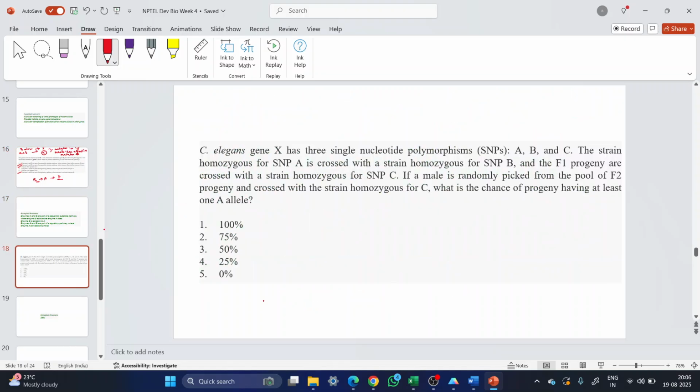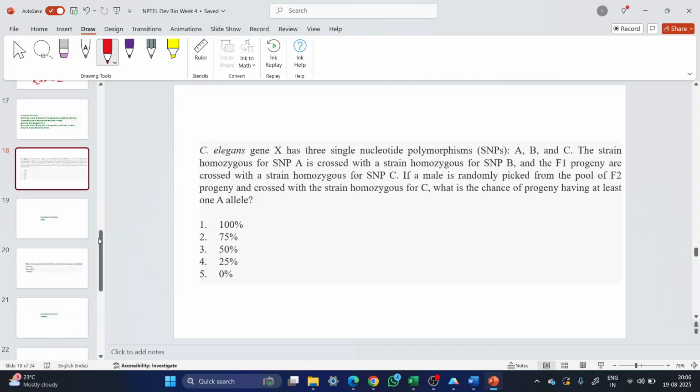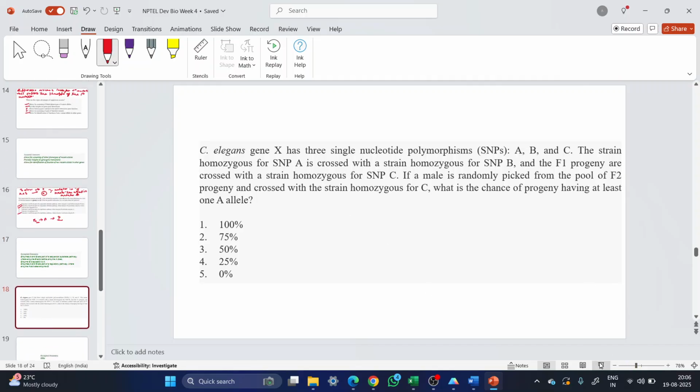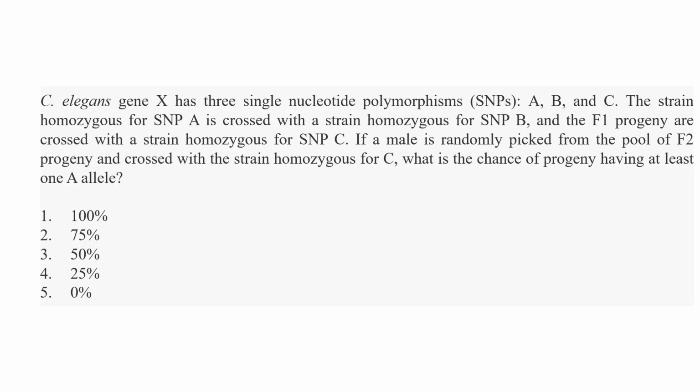Yes. Now the next question is, C. elegans gene X has three single nucleotide polymorphisms, SNPs A, B, and C. The strain homozygous for SNP A is crossed with the strain homozygous for SNP B, and the F1 progeny are crossed with the strain homozygous for SNP C. If a male is randomly picked from the pool of F2 progeny and crossed with the strain homozygous for C, what is the chance of progeny having at least one A allele? First is 100%, second is 75%, third is 50%, fourth is 25%, and fifth is 0%.